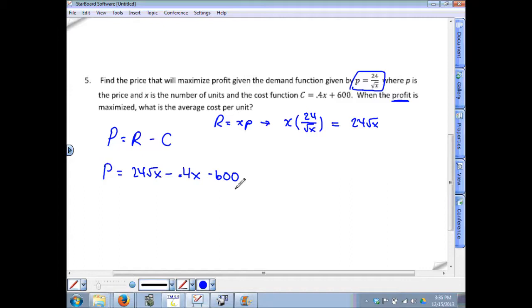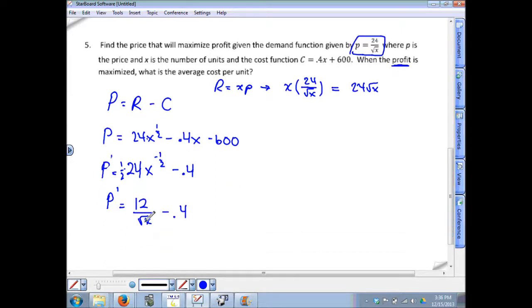Now, when a profit is maximized, so now we're supposed to maximize this profit. That means we have to take the derivative p prime and set it equal to 0. So if we think about this instead of the square root of x as x to the 1/2, then this becomes 24x to the negative 1/2, and we would have to drop down the 1/2. So it's 1/2 times 24, and then the derivative of this is negative 0.4. The derivative of a constant is 0, so the derivative of the profit function is 12 over the square root of x minus 0.4. Now this equals 0.